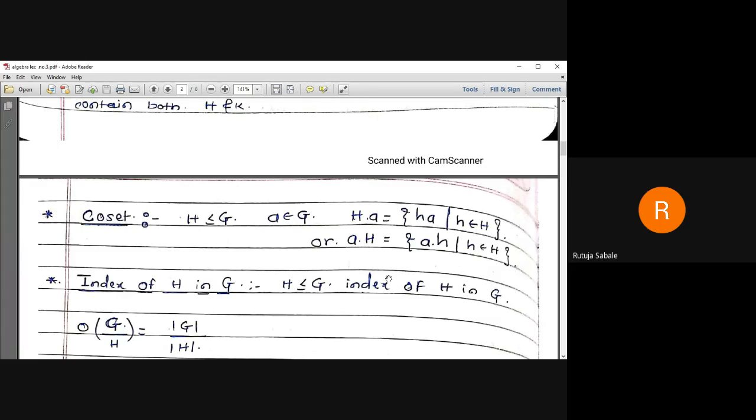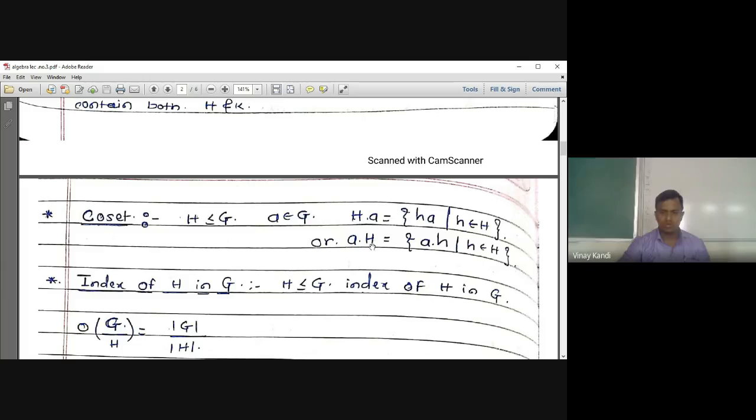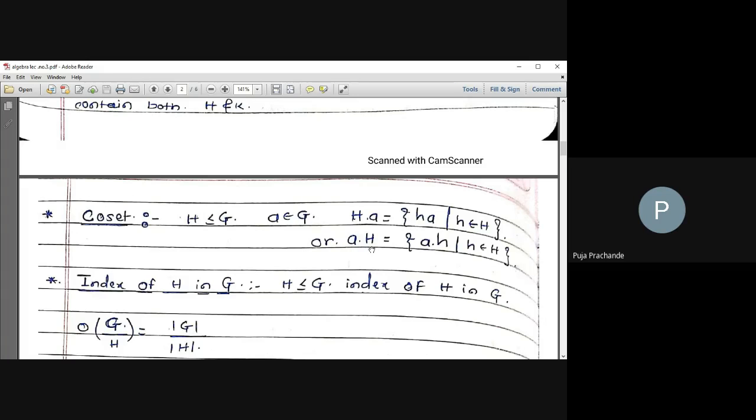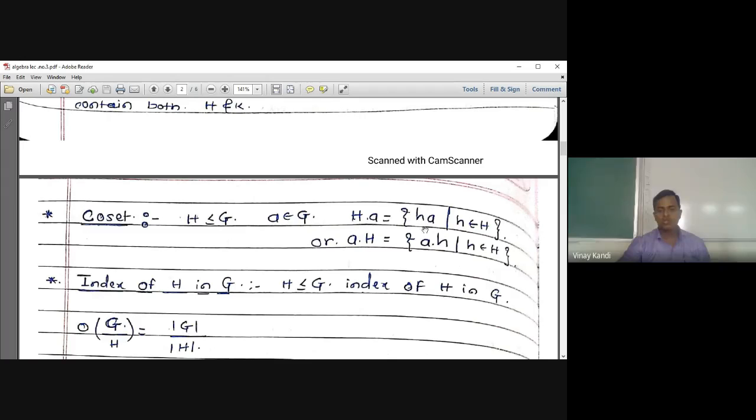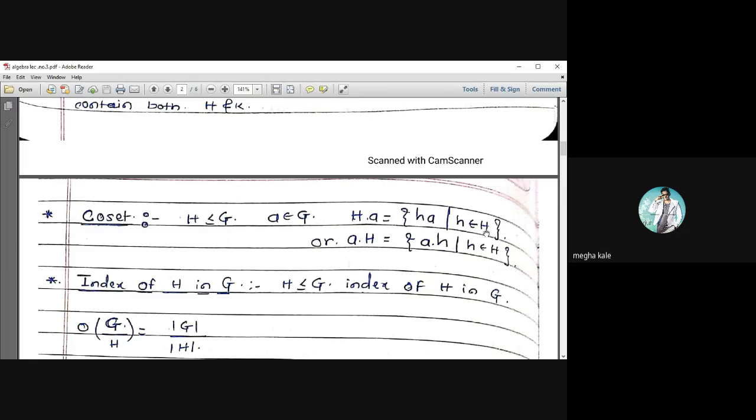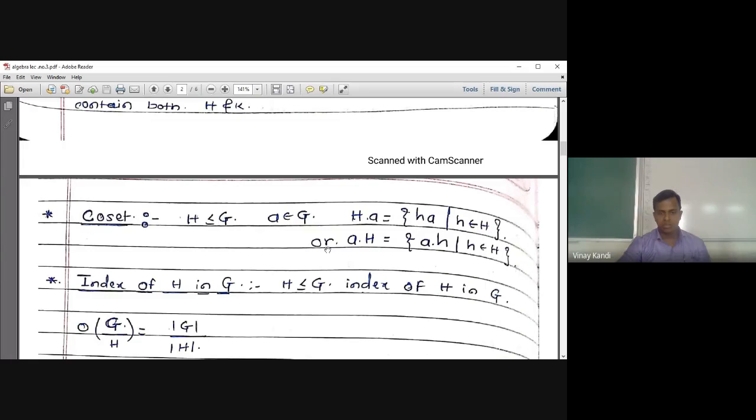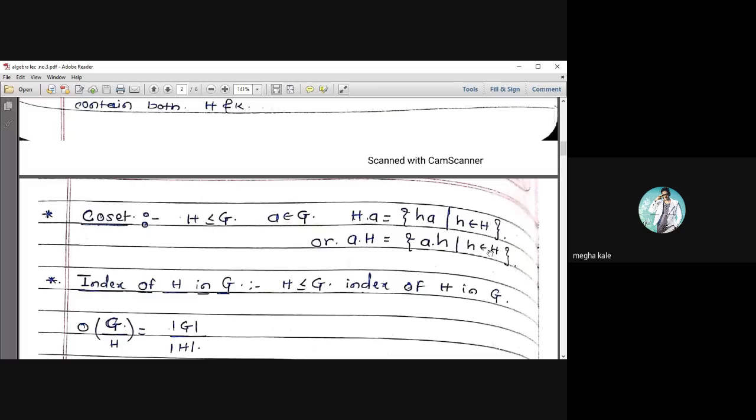The first one is the right coset and the second one is the left coset. Okay, very good. So the first one is the right coset: H dot a is equal to h times a, where h belongs to capital H. And this is the left coset: a dot H, which is equal to a times h, where h belongs to capital H. This is the definition of right coset, and this is the definition of left coset.